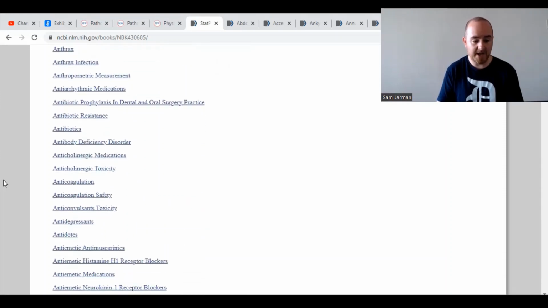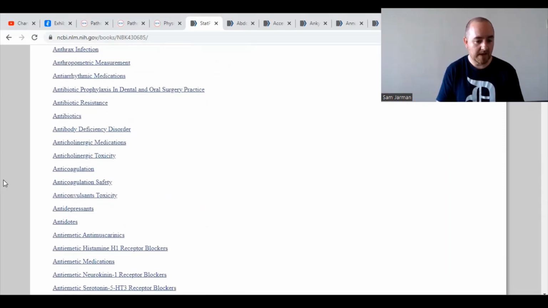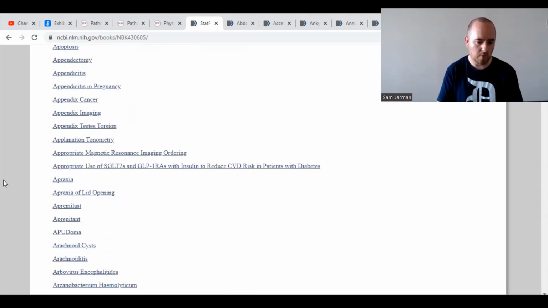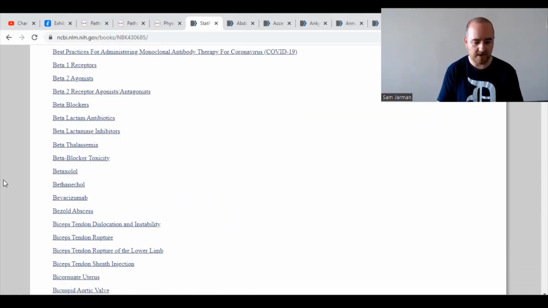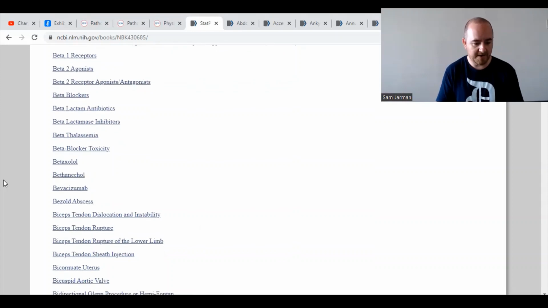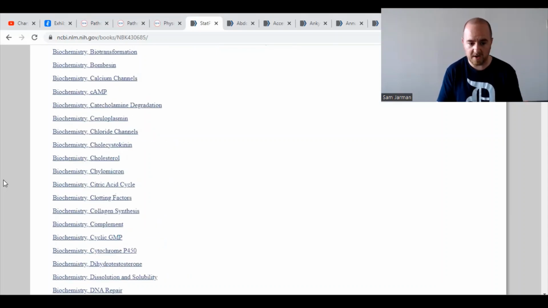Now we're into the A's: anti-arrhythmic medications, antibiotic prophylaxis in dental and oral surgery practice, antibiotic resistance as headings that pop up. Scroll, still in the A's. In the B's now, let's stop here. Beta-lactam antibiotics, Bezold abscesses, biceps tendon dislocation and instability, biceps tendon rupture. And when you click on any of these, you'll end up seeing pathologies, right? So I'm just going to keep scanning here until we get to the bottom.